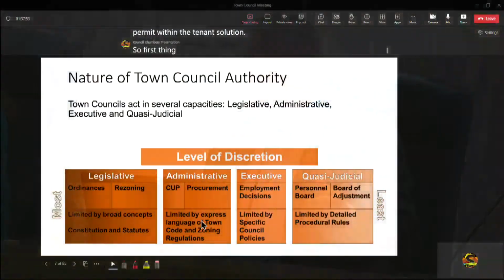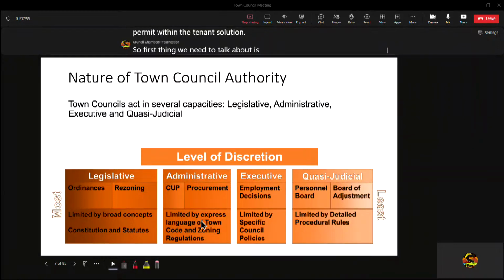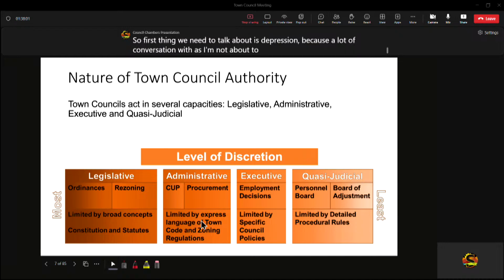So as has been discussed, the purpose of this is to give some general information about the process or procedures for a conditional use permit in the town of Sahuarita. Next slide, please. So first thing we need to talk about is discretion, because a lot of conversation has come up about the council's discretion.